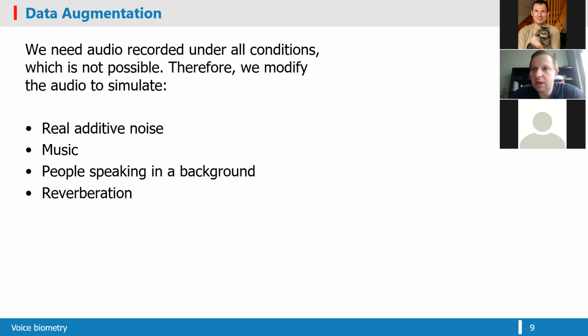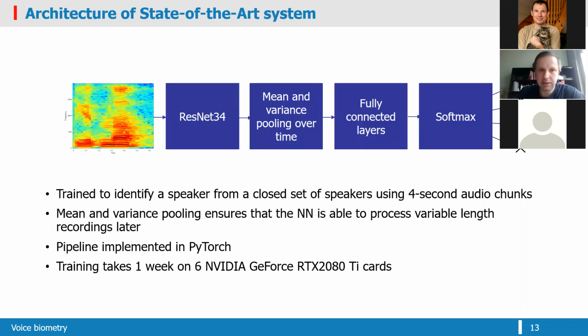We would like to model different variations of the speech. So we do so-called data augmentation. We add real additive noise, music, people speaking in the background, reverberation, basically reflection of the audio from walls. We change the speaking speed and so on, and create even more data that is used for training.